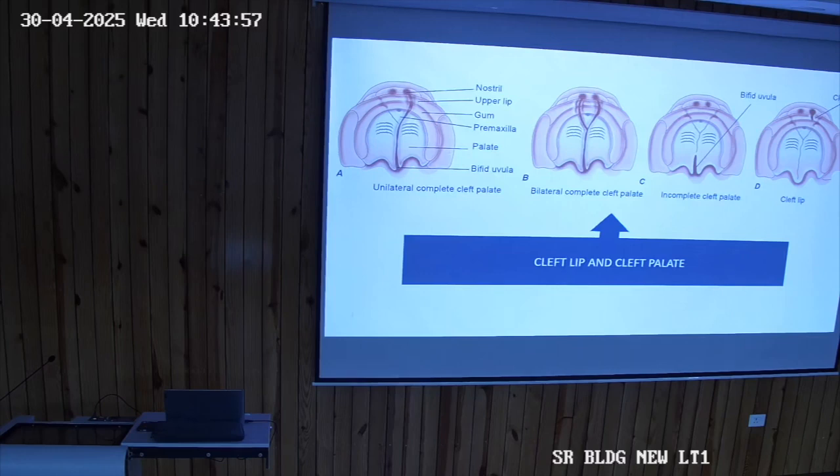And what about this part? So there is non-fusion of the lateral palatine process with the premaxilla or median palatine process. So this is complete towards the uvula. So that is a unilateral complete cleft palate. Next we have bilateral cleft palate. Here on both sides there is cleft lip. On both sides there is separation of the primary palate from the secondary palate.